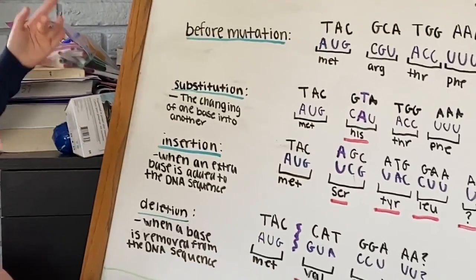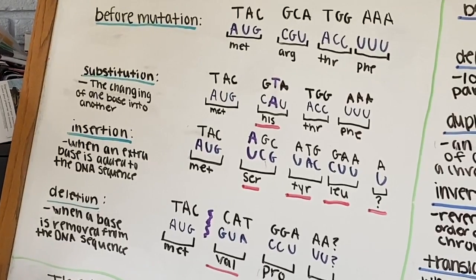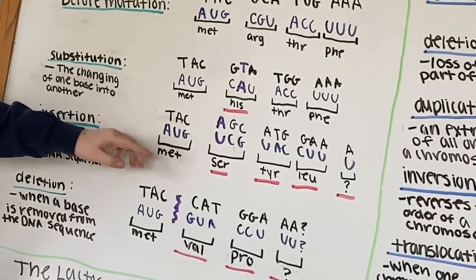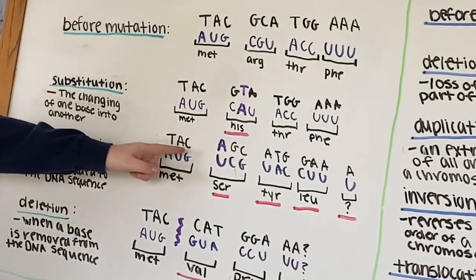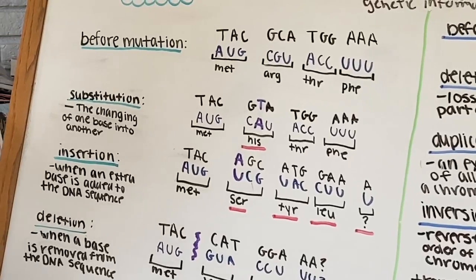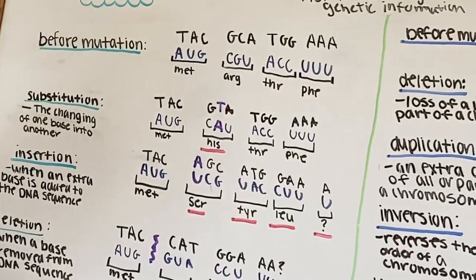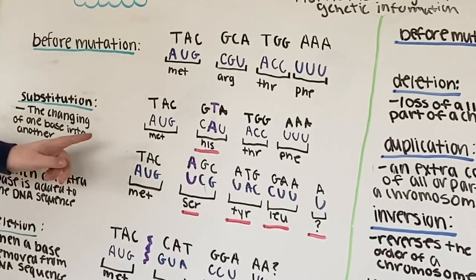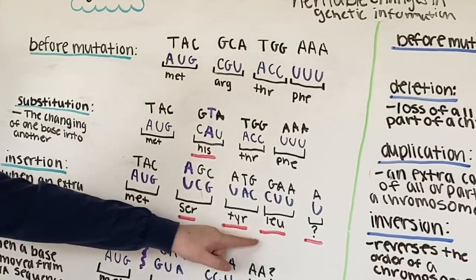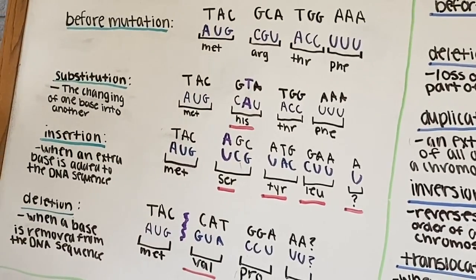So the second type is insertion, which is when an extra base is added to the DNA sequence. So what I showed here was that the extra bases A and U were added to the DNA sequence, which resulted in this over here to be thrown off. So the pairings are all different, and as you can see, it resulted in 3 different amino acids instead of just one up here. So it has a more drastic change.